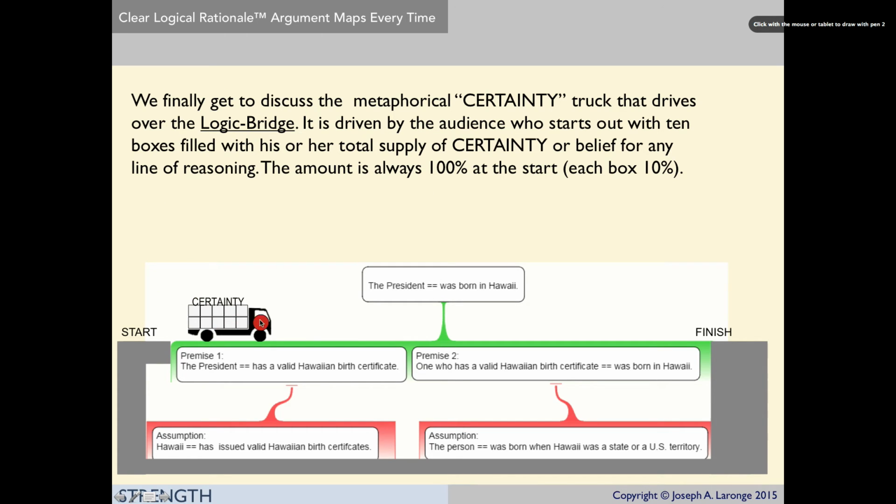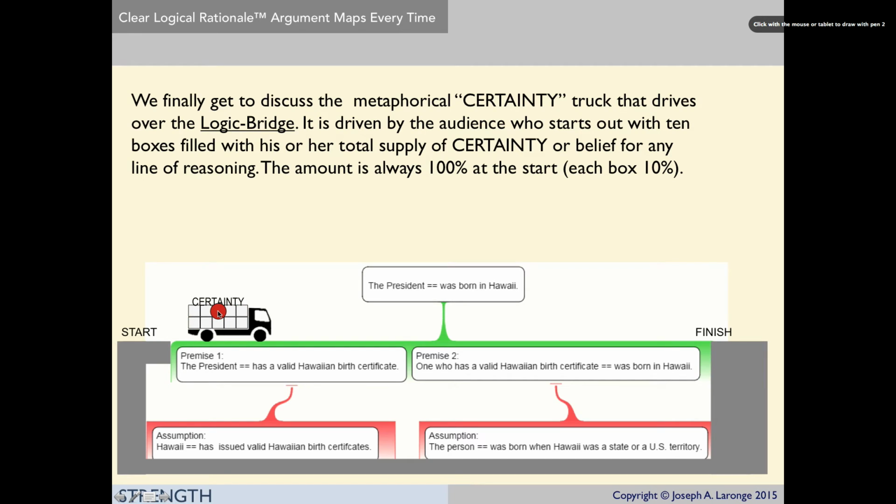Okay, I know you've seen this truck floating around. What the heck is that about? So we finally get to discuss the metaphorical certainty truck that drives over the logic bridge. Right here. Remember, we've got to start and we've got to finish as it goes over the 2 or more premises. It's driven by the audience, who starts out with 10 boxes, you can imagine that, filled with his or her total supply of certainty or belief for any line of reasoning. So the amount is always 100% at the start. Here we've got 10 boxes. You can think of each one as 10%.